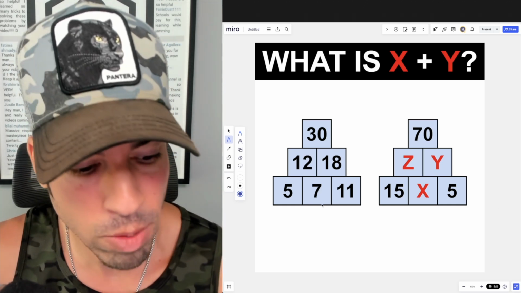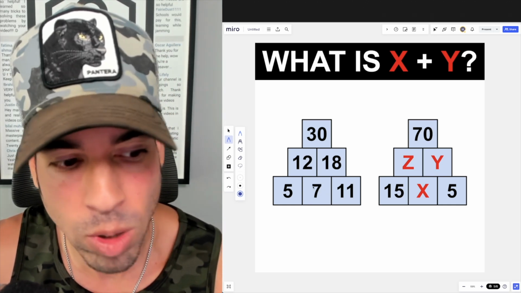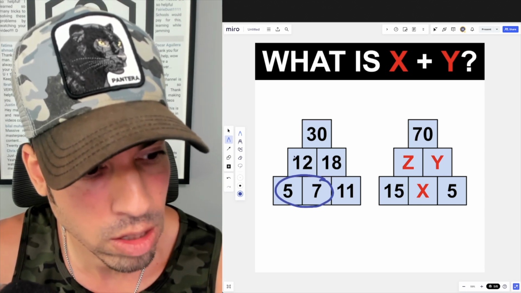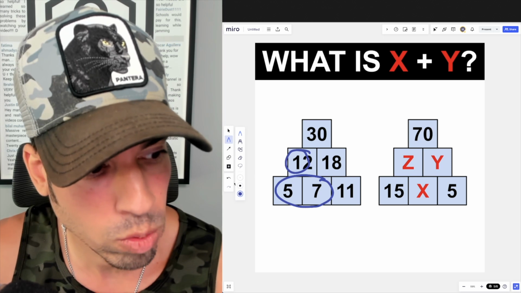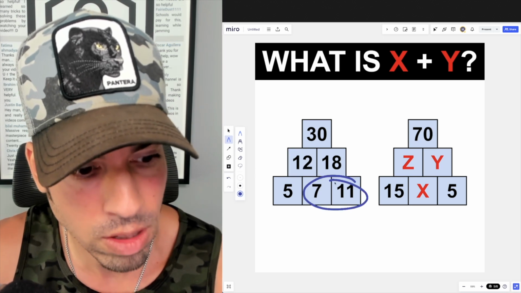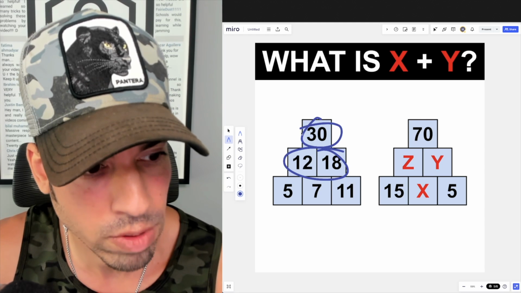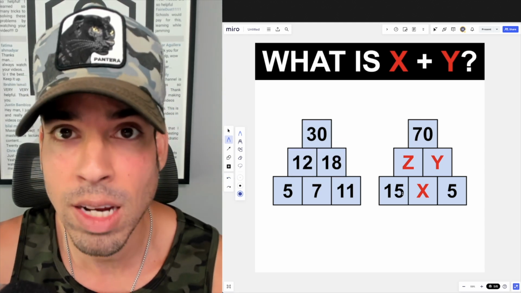Now, when we look at this pyramid on the left hand side, what is happening? Well, you might notice that the sum of these two here is equal to the value directly above those two. Same here, 7 plus 11 is 18, and then we come to the last two, 18 plus 12 is 30, and that's the pattern. So we're going to have the same thing here.